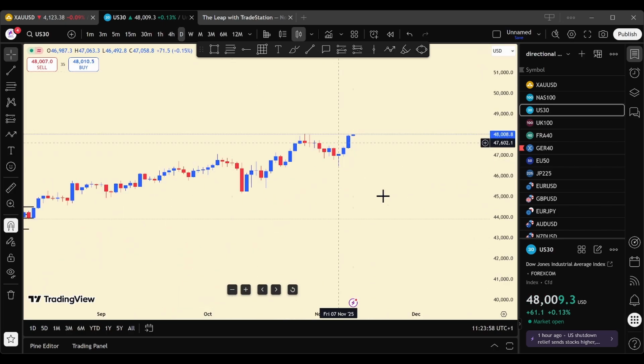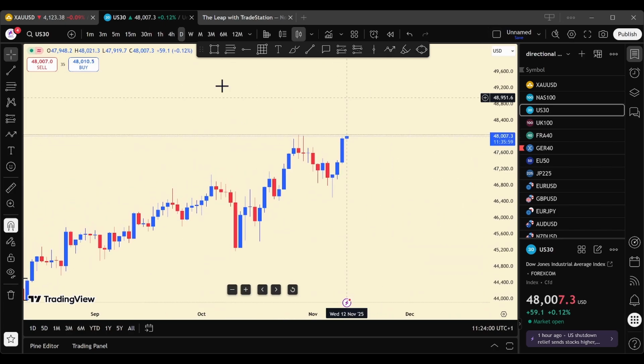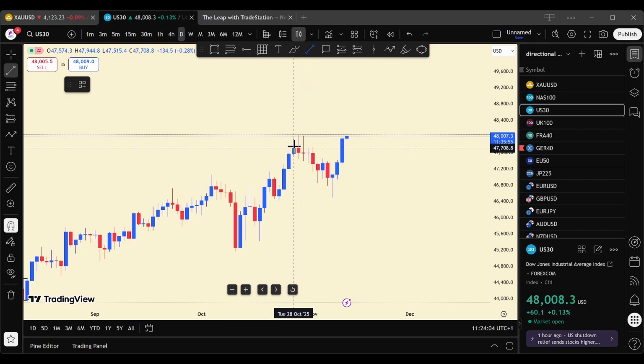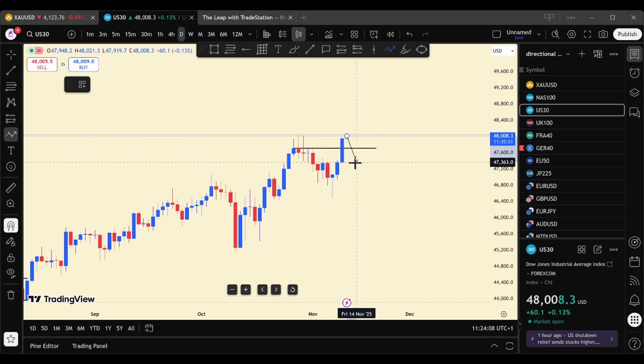Going to the daily now. We've broken above that, so a break and retest. Once price comes straight back in here, this is where you want to be taking your trades to move to the upside. So from here, we target up.